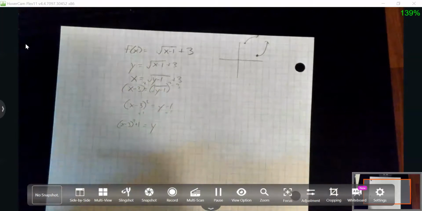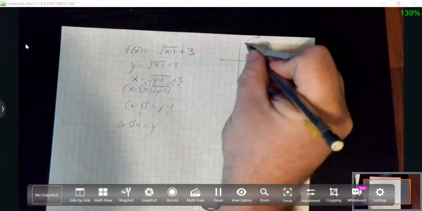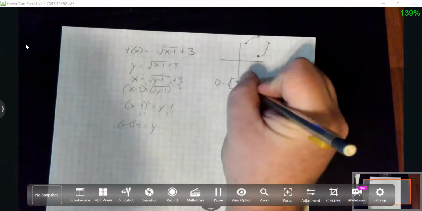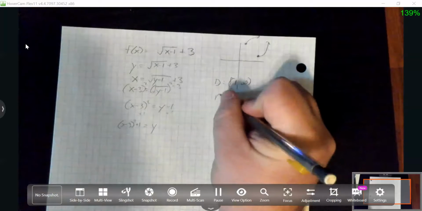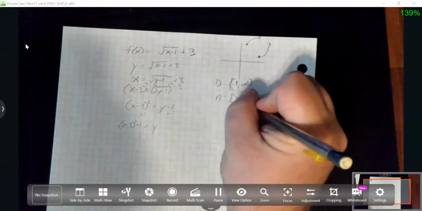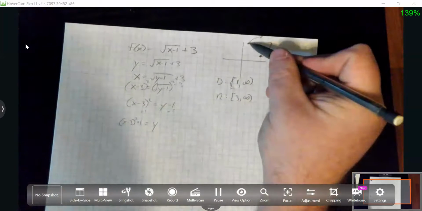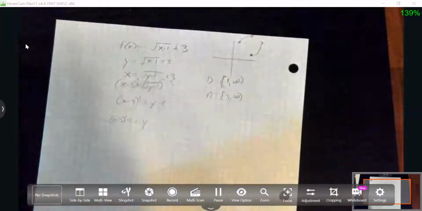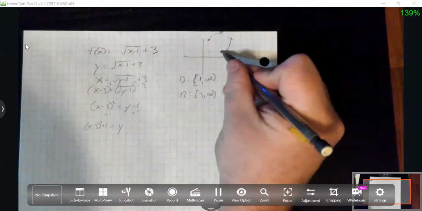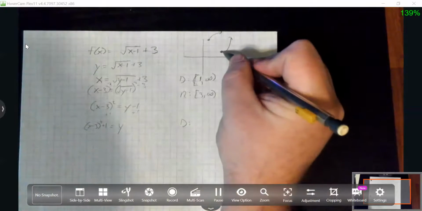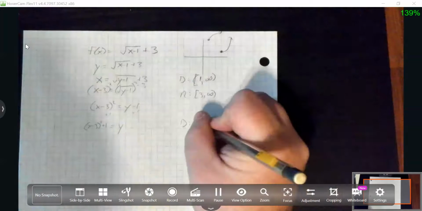So if we were to talk about domain and range, let's look at that. In my original function here, our domain would be from 1 to infinity. My range would actually be from 3 to infinity. So we started at 1 and went to the right forever, started at 3 and went up forever. If we were to look at this picture down here, and we looked at our domain and range of this, notice that the domain here is 3, and it went to the right forever.